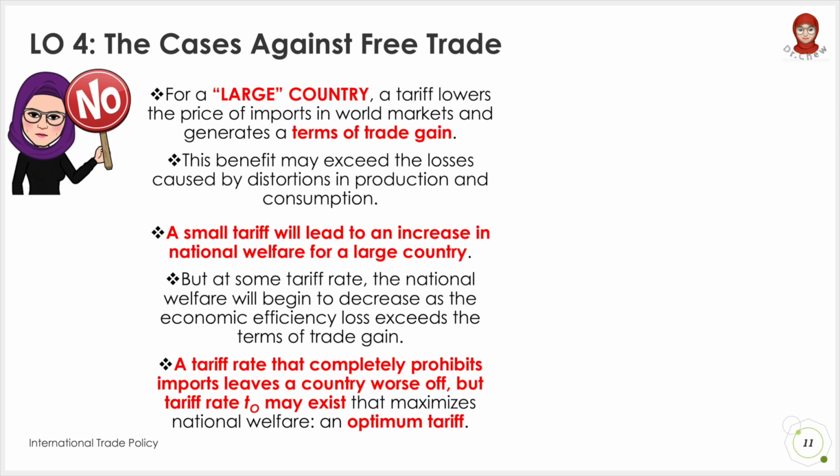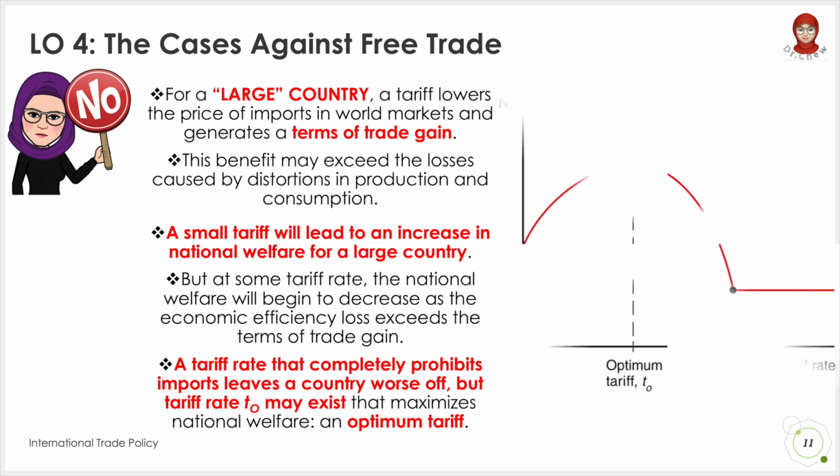These benefits must be set against the cost of the tariff, which arises because the tariff distorts production and consumption incentives. It is possible, however, that in some cases, the terms of trade benefits of a tariff outweigh its cost. So there is a terms of trade argument for a tariff. At a small tariff rate, a large country's welfare is higher than with free trade, as shown in this figure.